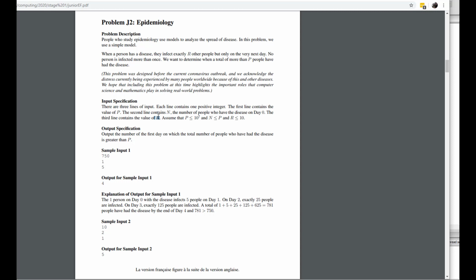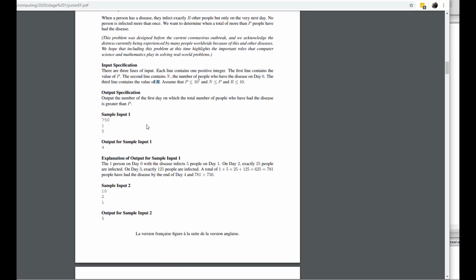All right. So if we look here, what they're saying is that we're looking for a target to say how long will it take for 750 people to get the disease if one person had it and it had an R of 5. So they explain here that on day 1, that one person would have infected 5 people. On day 2, those 5 people will infect 5 other people each, so then there will be 25 people infected.